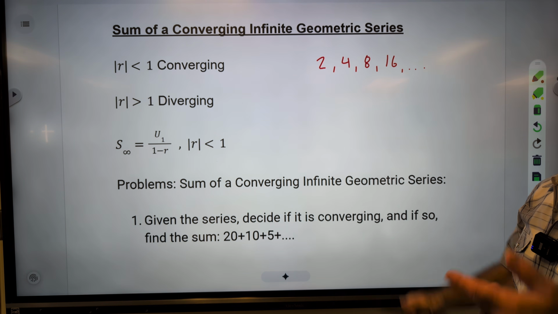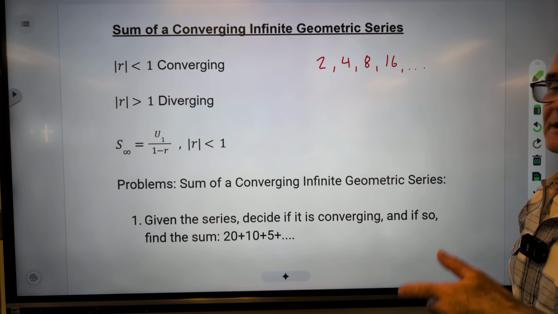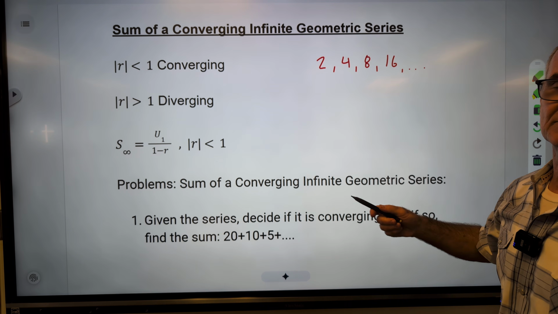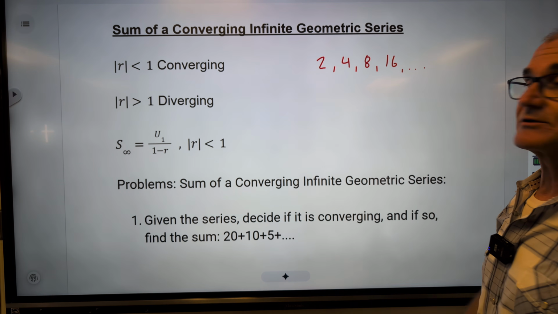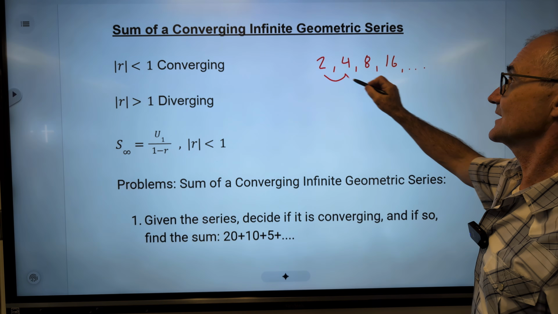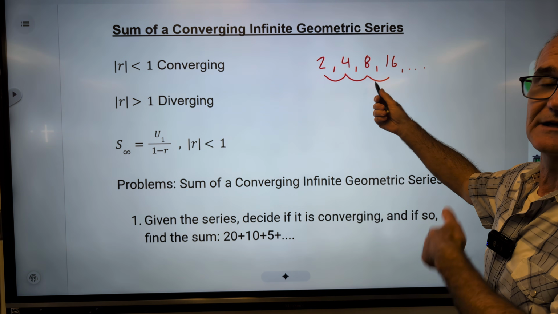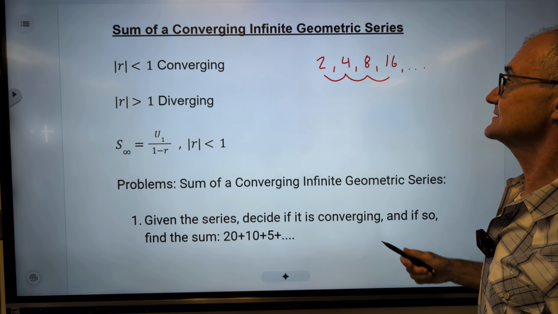I want to know if it's arithmetic or geometric. Arithmetic would be adding plus 2, that doesn't work. Geometric would be multiplying times 2, times 2, times 2. So yes, this is an infinite series. It is a geometric infinite series.